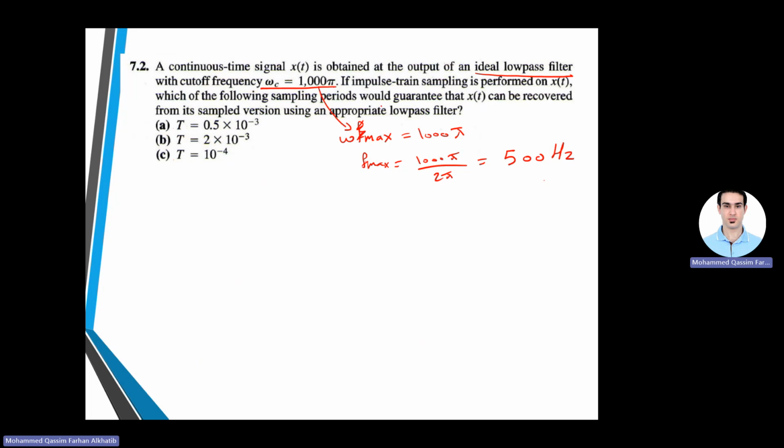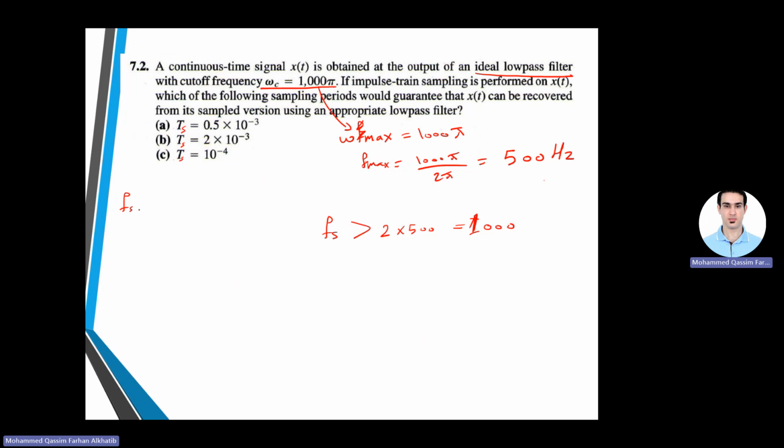So here, if the impulse train sampling is performed on x of t with the following sampling period, would it guarantee that x of t can be recovered from its sampled version using an appropriate low-pass filter? Don't worry about the wording. It means that I have 3 scenarios of sampling period. For each one of them, I need to find the sampling frequency. And I need to make sure that my sampling frequency should be larger than what? 2 times 500, 1000.